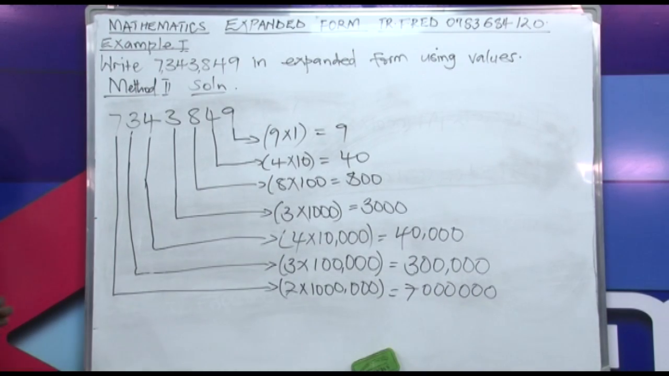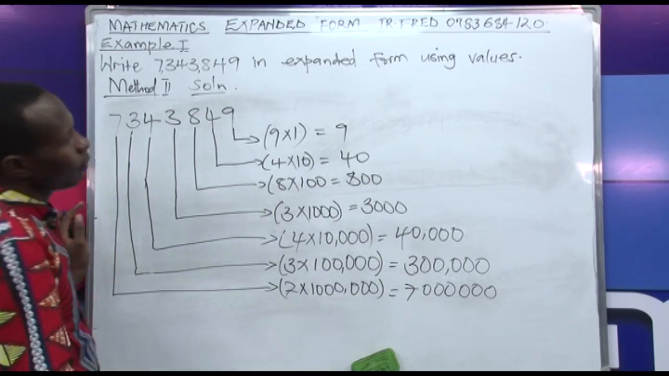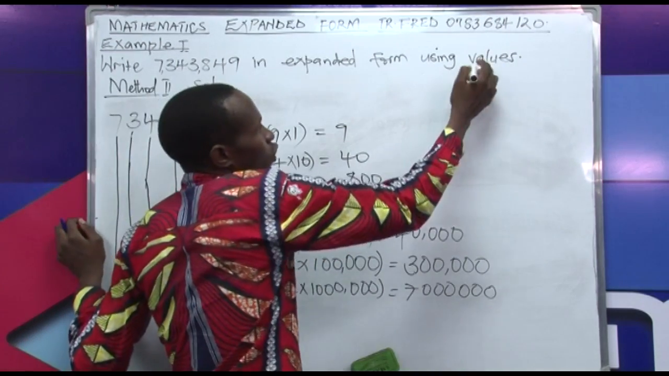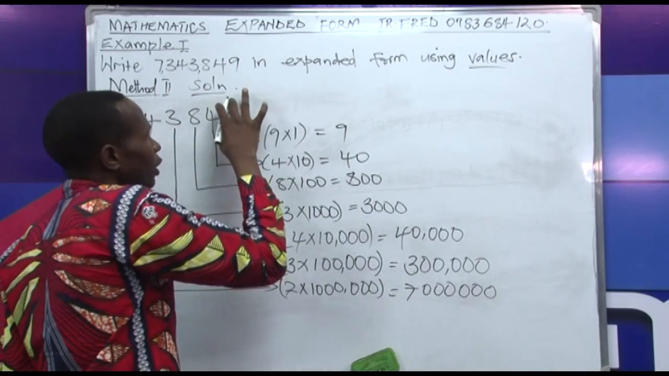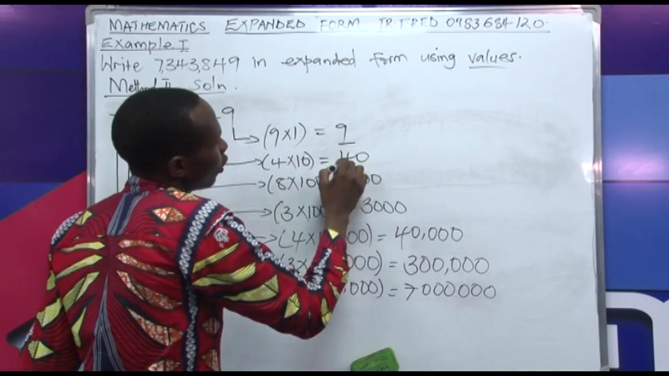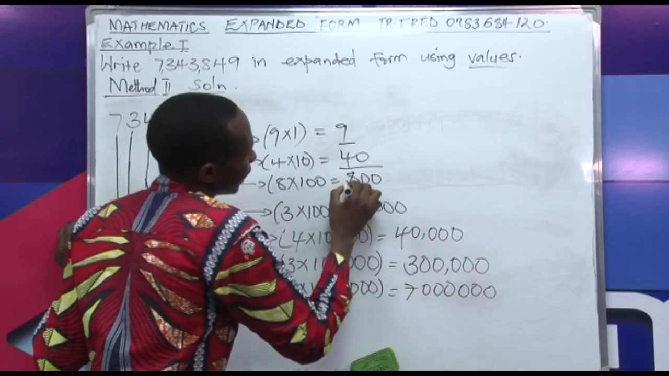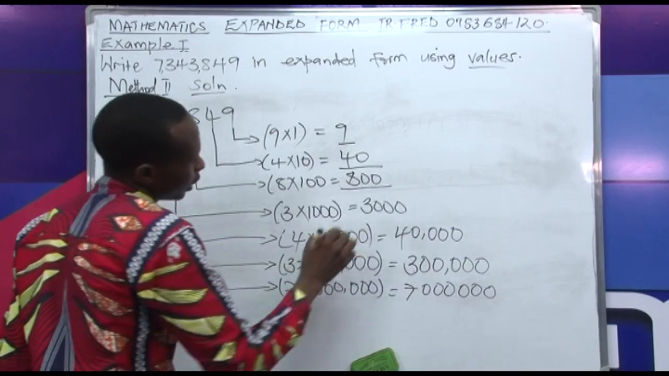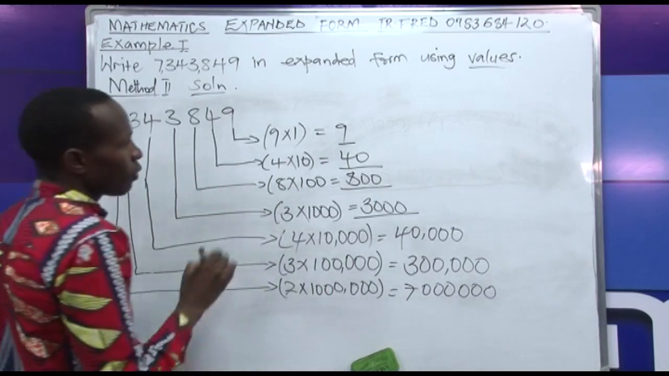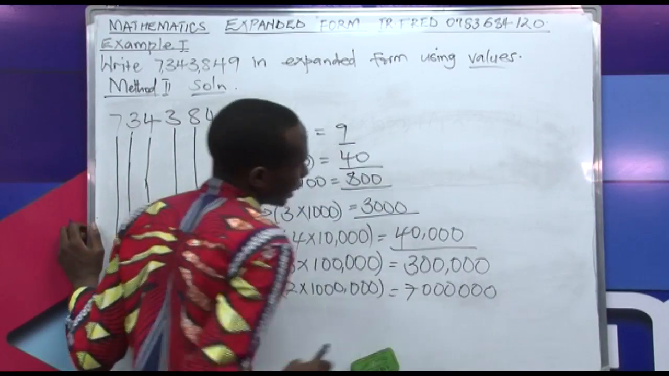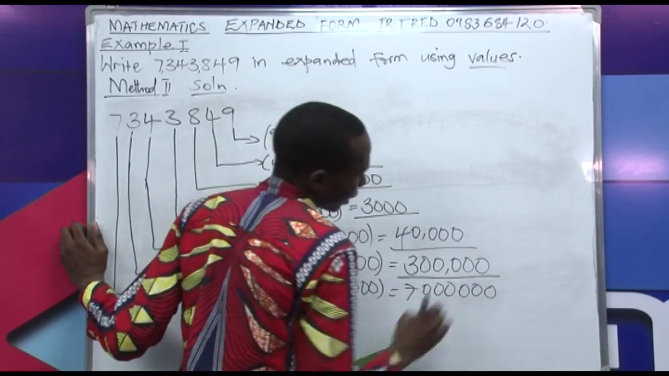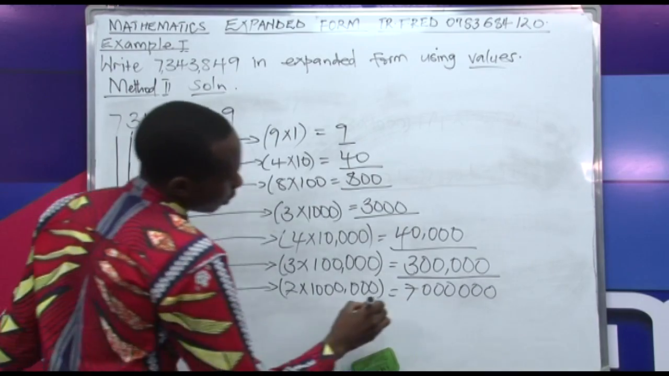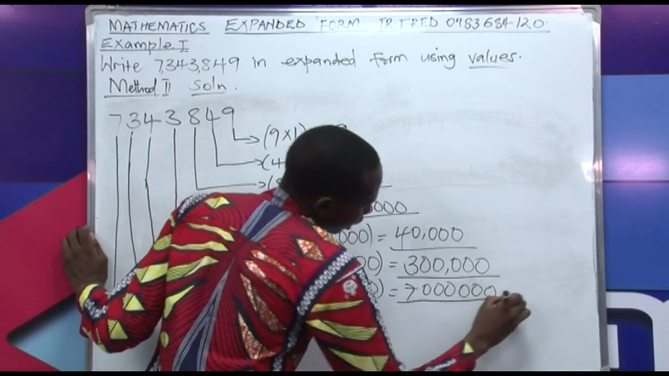After that, we have to write this in expanded form. We now know the values. They said we use the values. So our values of each digit we know. The value of this digit is equal to 9. Of 4 is 40. The value of 8 is 800. The value of 3 is 3,000. The value of 4 is 40,000. Then the value of 3, we shall have 300,000. Lastly, we shall have the value of 7 as 7 millions.